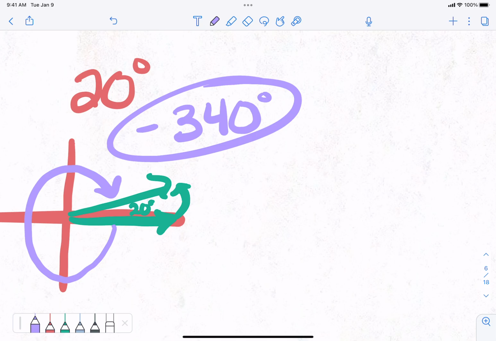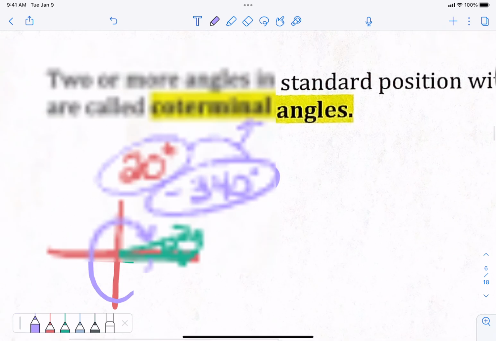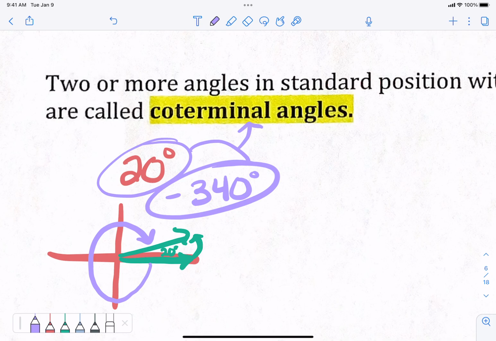Does this make sense? These two things are called, well, it's right here. I won't write it. They're called coterminal angles, okay? Let's break apart the word coterminal. Co means same. Terminal means stop. So they are stopping at the same place. Co-terminal. Stopping at the same spot. Now, let's do this really quick. Technically, there are an infinite number of coterminal angles.